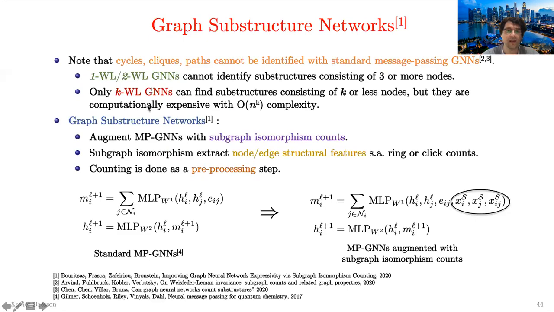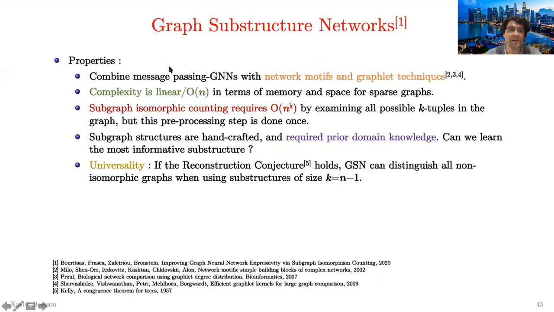So the property of this model that is interesting is that it makes a bridge between some techniques that have been developed in the literature, which are network motifs and graphlet techniques. So this is a way to make a connection between these two methods. The complexity is good because it's linear with respect to the number of nodes. So when you run your message passing, it's going to be of the order of n. Where the complexity is higher is when you need to do the pre-processing step of computing some property of isomorphism counting. So you need to look at all possible k-tuples to see if they have the properties that you want to retain.